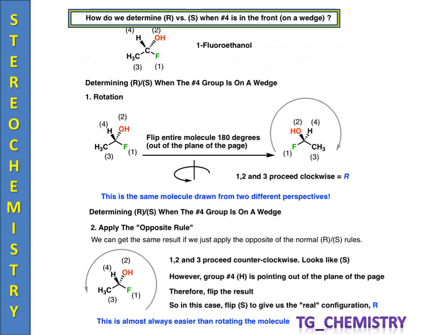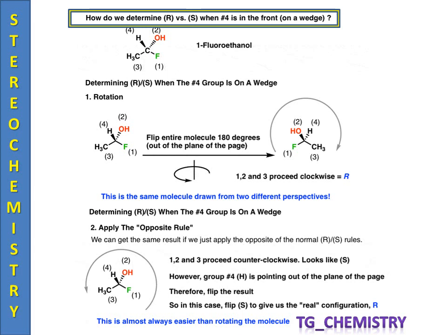Now consider 1-fluoroethanol here, and for assigning the R and S nomenclature for this chiral carbon, there are two options. First option is rotation. As I said before in the previous slide, we need to rotate the molecule. First we need to prioritize the 4 groups. You can see for 1-fluoroethanol, fluorine will get number 1, the OH hydroxy group will get number 2, the carbon of the methyl group will get number 3, and the hydrogen atom will get the 4th priority.